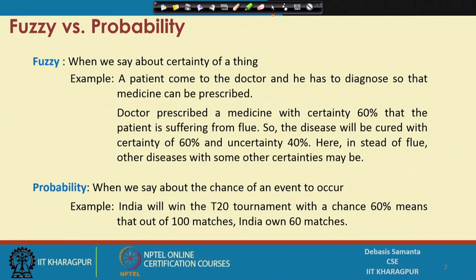Now, one thing we want to clarify here: is there any link between fuzzy and probability? There may be a certain link or relation, because the fuzzy membership values are in between 0 and 1, both inclusive. Similarly, the probability value of something also lies between 0 and 1. So, as far as the values are concerned, both fuzzy and probability are synonymous, but there is a difference.